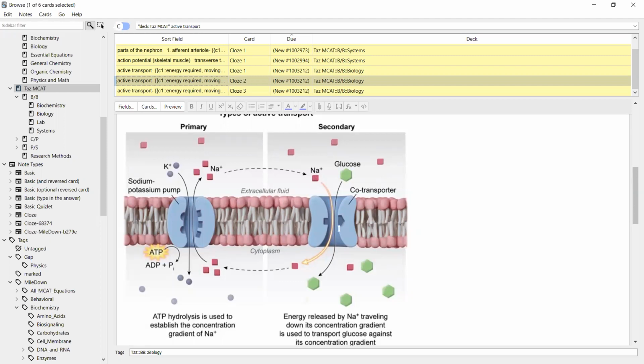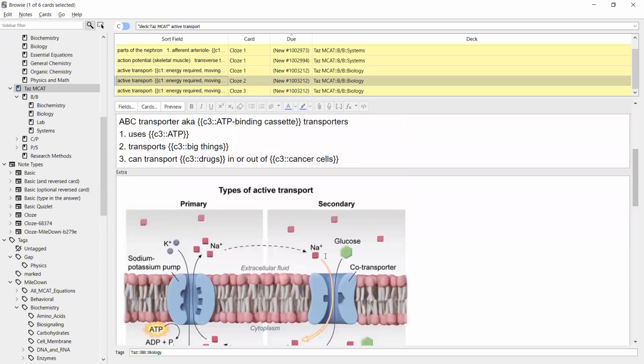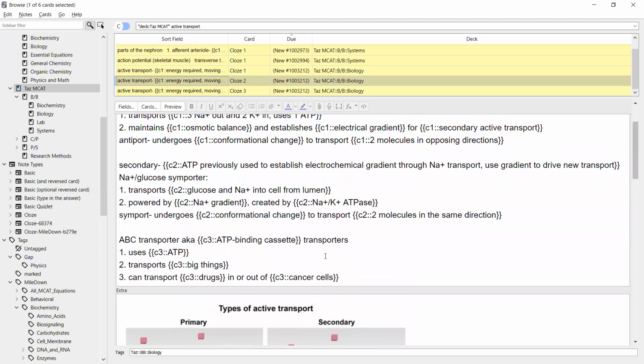So when the Na naturally comes down, we spent some ATP to already move it up, and now when it comes down, it's going to bring the glucose with it. So that's why this is still active transport. The secondary is still active transport because this only happened because we used ATP in the first place. So energy released by the sodium traveling down its concentration gradient was used to transfer glucose against its concentration gradient. That's our two types of active transport.